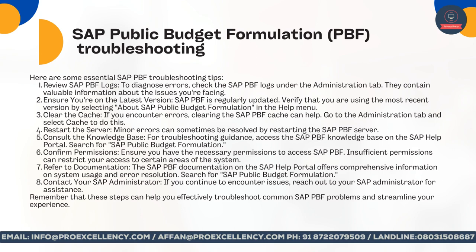Ensure you're on the latest version. SAP PBF is regularly updated. Verify that you are using the most recent version by selecting About SAP Public Budget Formulation in the Help menu. Clear the cache. If you encounter errors, clearing the SAP PBF cache can help. Go to the Administration tab and select Cache to do this. Restart the server. Minor errors can sometimes be resolved by restarting the SAP PBF server.